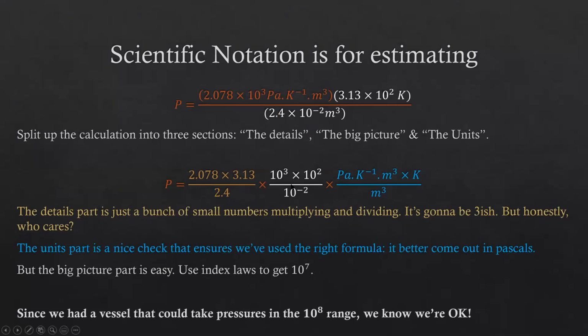Our pressure is in the 10 to the 7s. Maybe it's 3 times 10 to the 7, maybe it's 4. I haven't even bothered to do this bit, but I know it's in the 10 to the 7s. Our vessel can take something into the 10 to the 8s. So we know we're okay. We don't have to go any further with this calculation. We're done. We know this vessel is okay because we've made the estimate. And then if we want to know it more precisely, we can just do this part of the calculation to whatever level of precision we want.